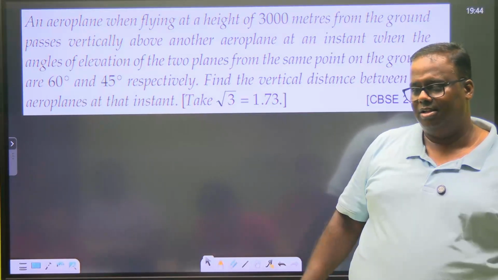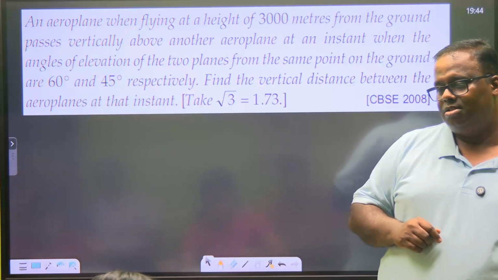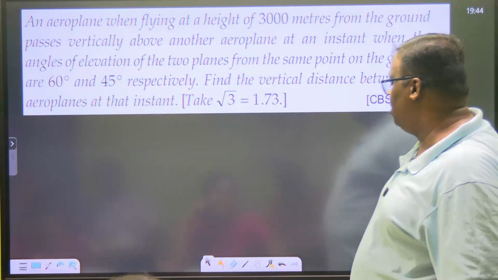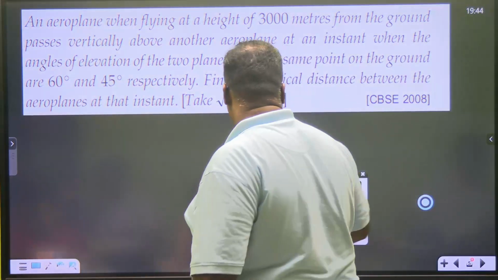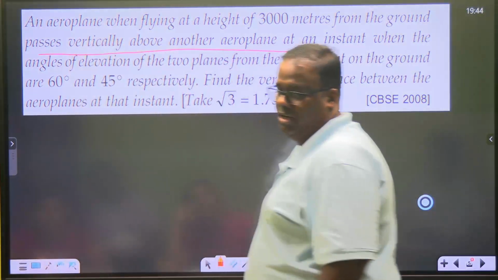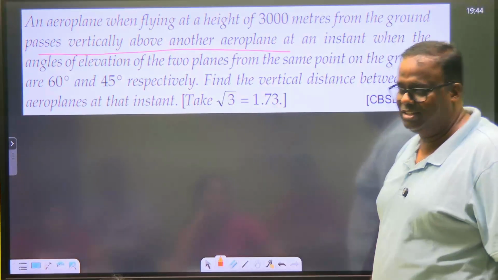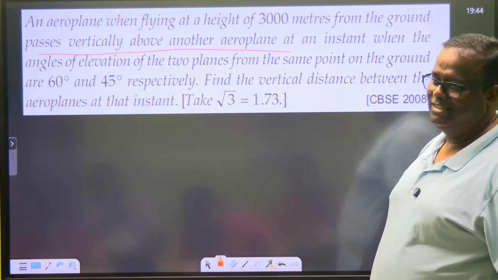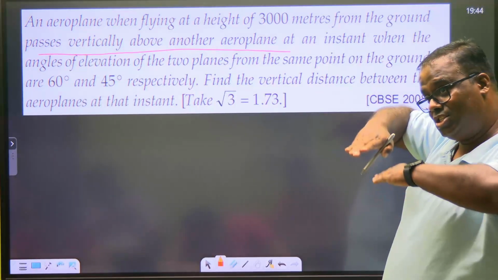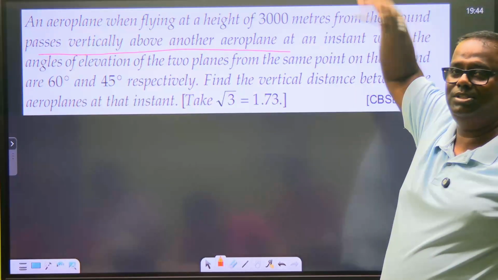That diagram is wrong. Why is it wrong? You did not read it properly. Ananya madam, you are not reading the question. Passes vertically over another aeroplane. That's why I'm saying, Goose, get underneath. One aircraft passes over another aircraft. Then only you get the altitude.